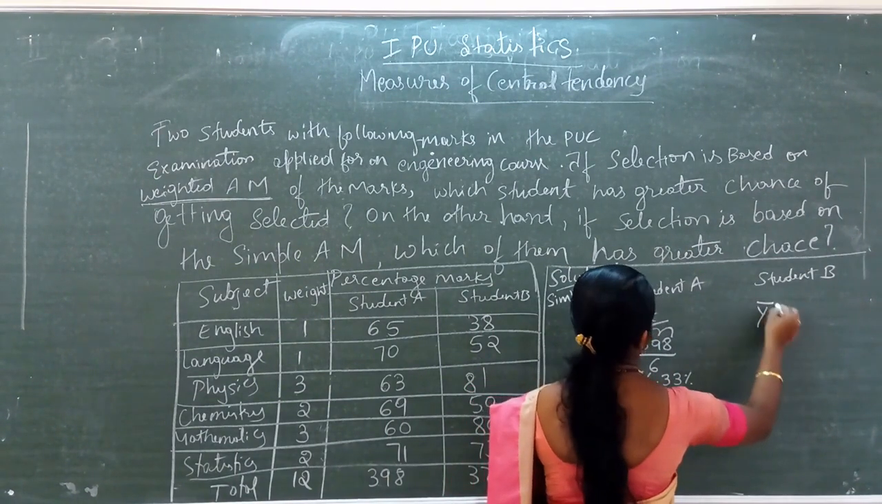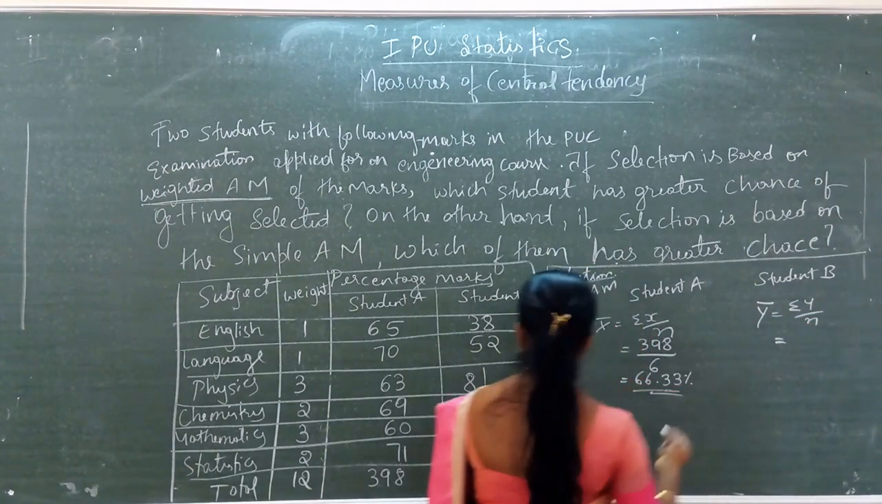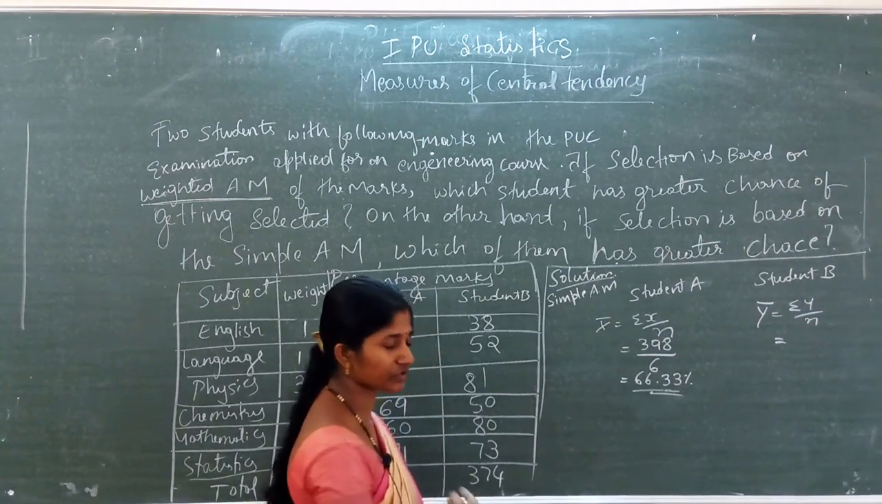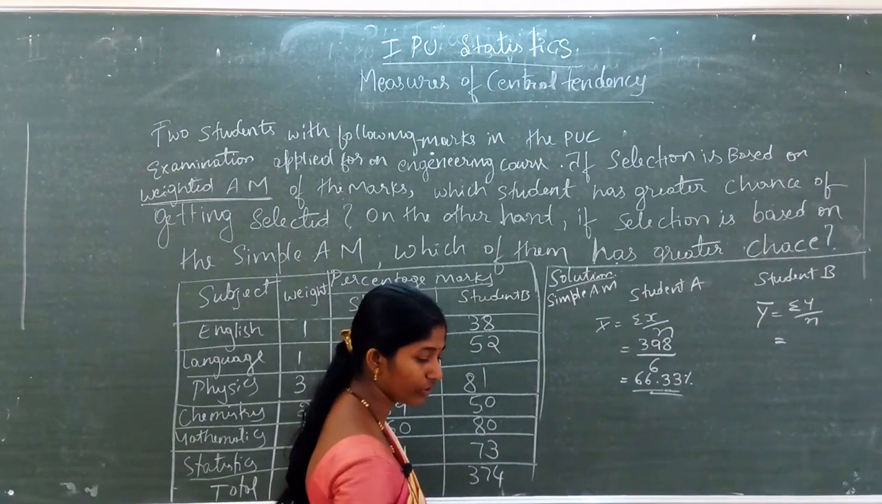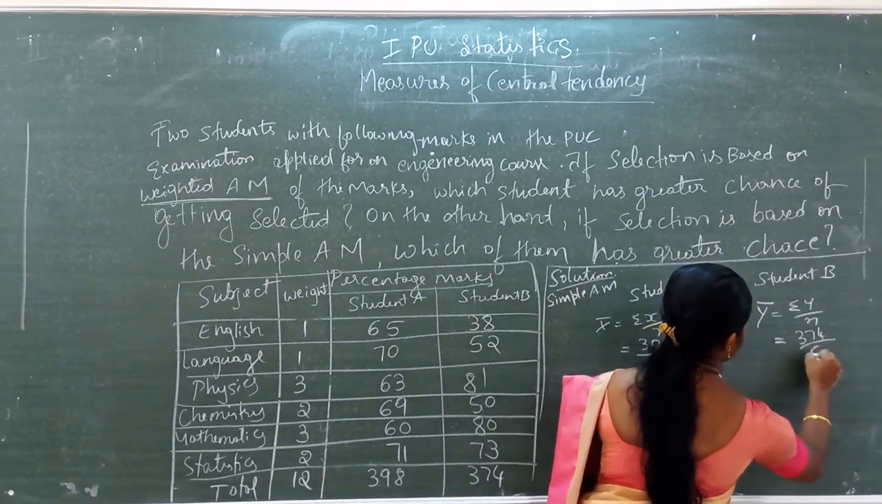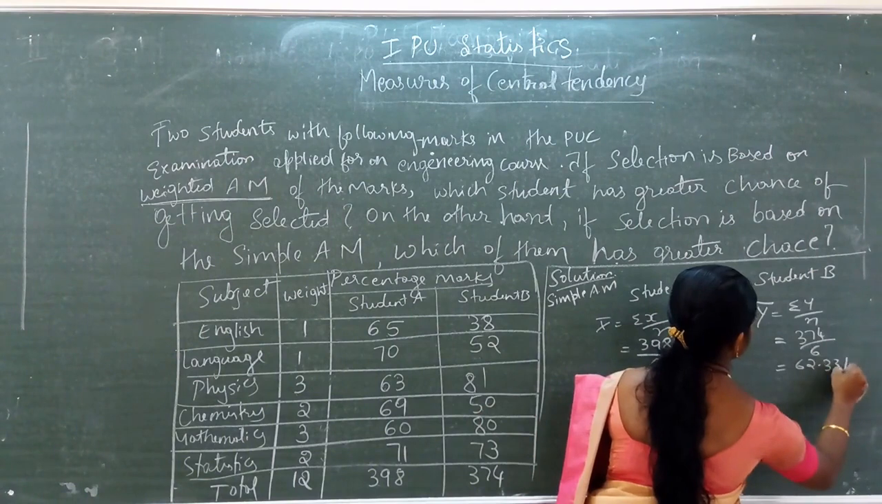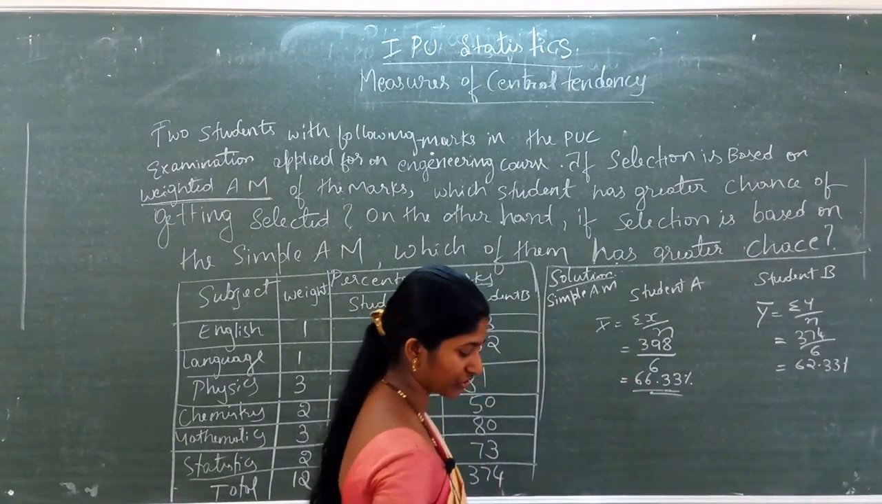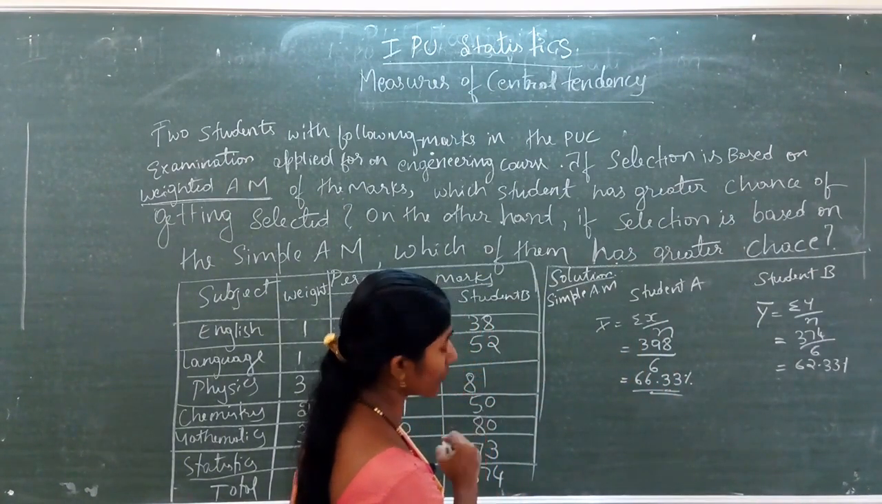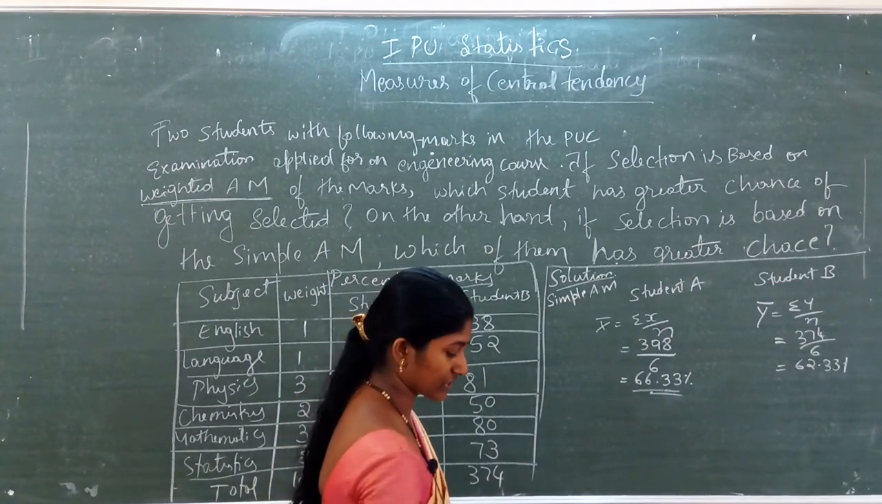Next, for student B, I will take y bar, summation y divided by n. Here the total is given as 374. 374 divided by 6 is 62.33%.